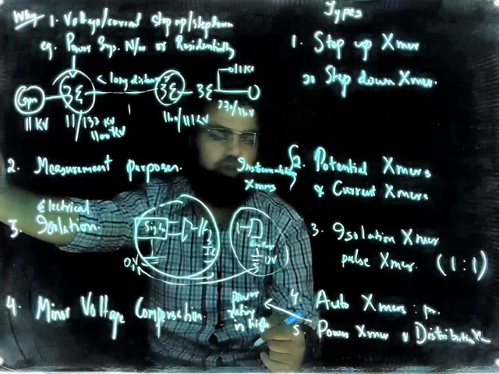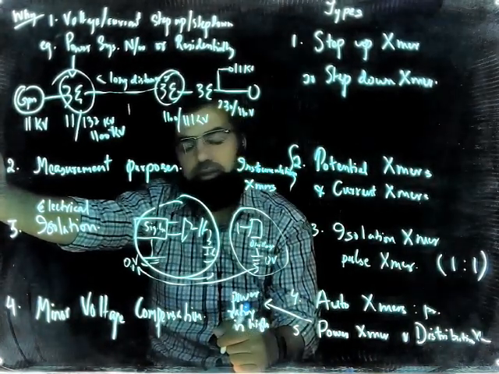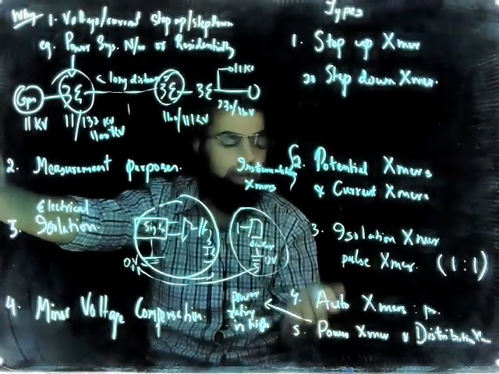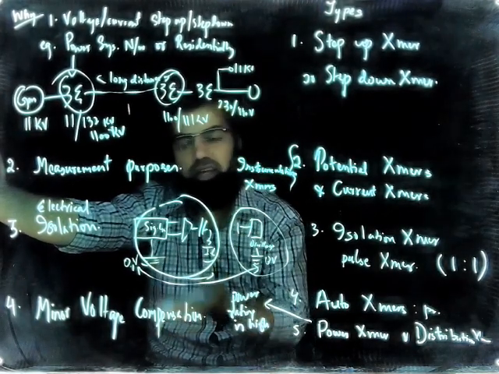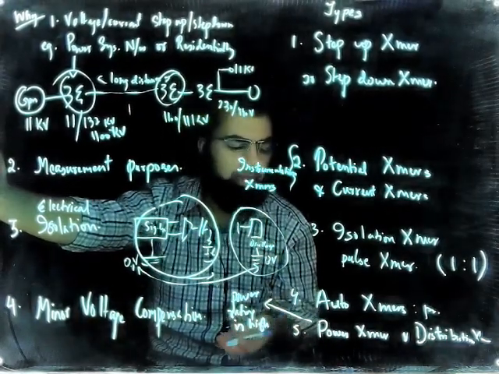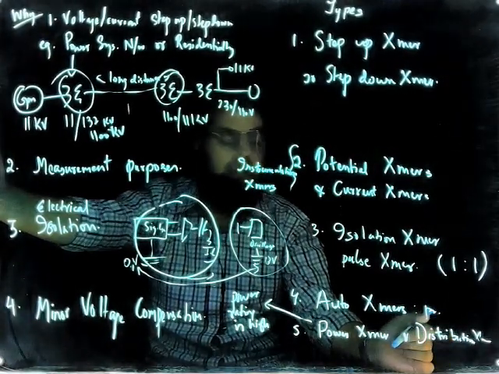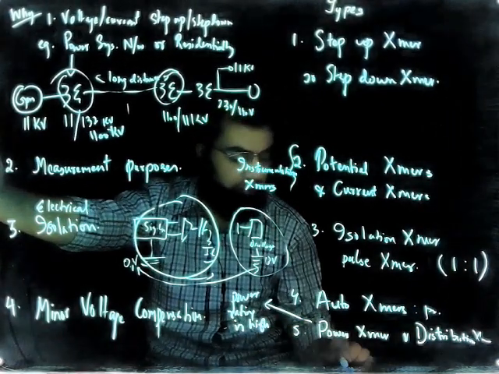While a distribution transformer is what you can find locally, outside your colony, your locality, that reduces the voltage from 11 kV to 440 volts or 230 volts. Fine. So those are distribution transformers. Their power rating is not as high as the power transformers.